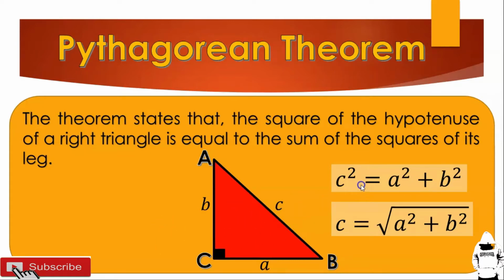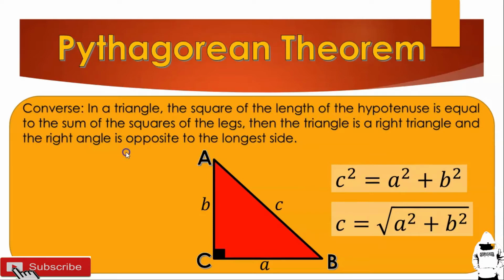Okay, so the formula is c squared is equal to a squared plus b squared. Or if you are going to find the hypotenuse, which is our c, c is equal to square root of a squared plus b squared. Okay? So, meron pong mga proving Pythagorean theorem sa YouTube. Pwede nyo pong i-search po.